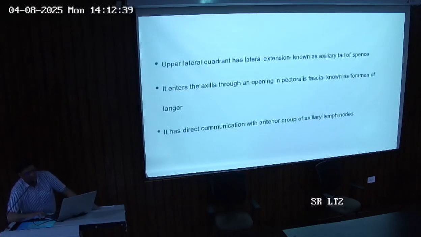The upper lateral quadrant has a lateral extension, as we discussed. It is known as the axillary tail of Spence. It enters the axilla through a foramen known as the foramen of Langer. It has direct communication with the anterior group of axillary nodes. In the subsequent slides, we will see how many groups of lymph nodes there are in the axilla.